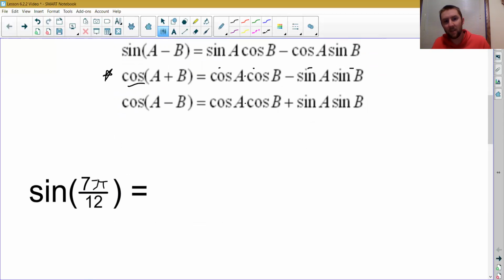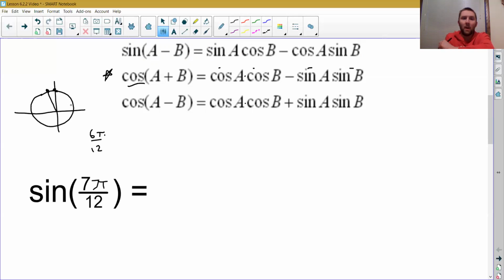So this one right here says 7 pi over 12. If I draw myself a unit circle, 7 pi over 12, well, if we think about 6 pi over 12, that would be a half, the same as pi over 2. So that'd be up here. So 7 pi over 12 is just a little bit further than that. It's not quite to the pi over 3, it's not quite to 2 pi over 3, but it's between pi over 2 and 2 pi over 3 at the very top of that second quadrant.